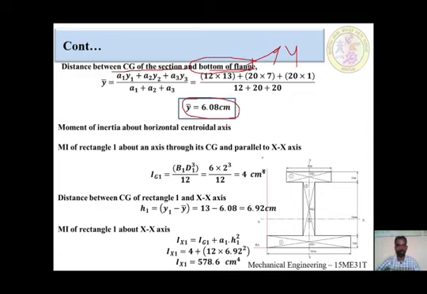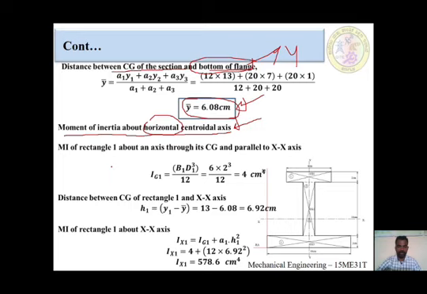Up to now, I guess you people understood very well. This part you would have studied in the center of gravity part. Next thing is we have to find out the moment of inertia about the horizontal centroidal axis, because they have only asked about horizontal in the problem. For that reason, we are only going to calculate about the horizontal axis.